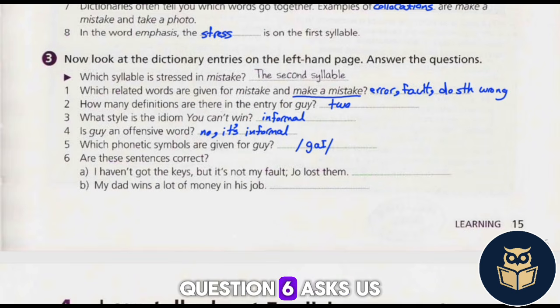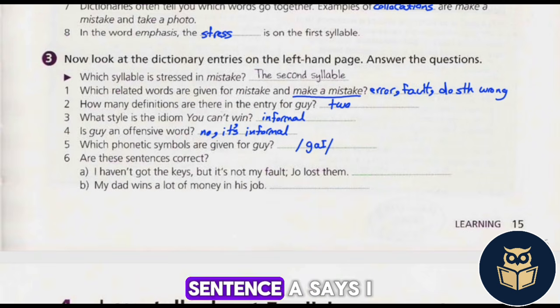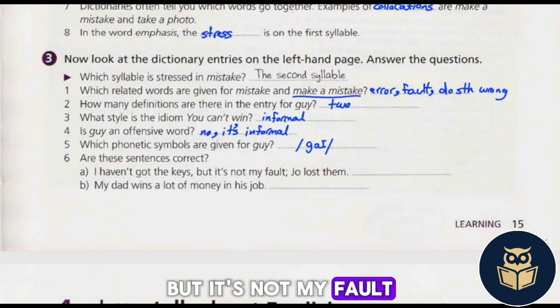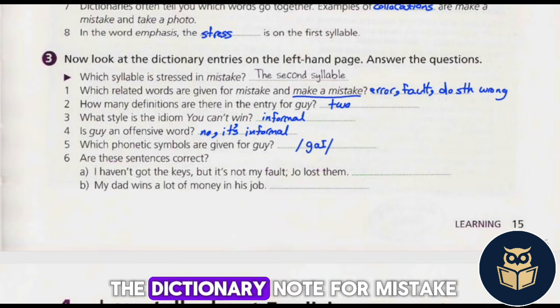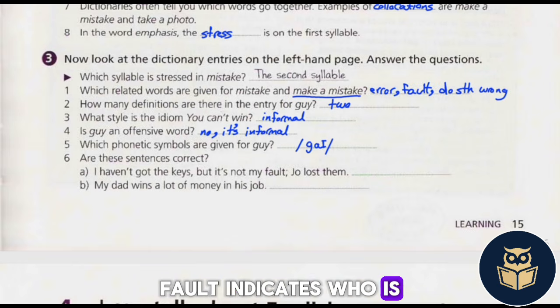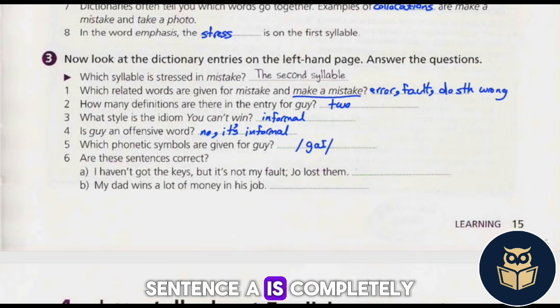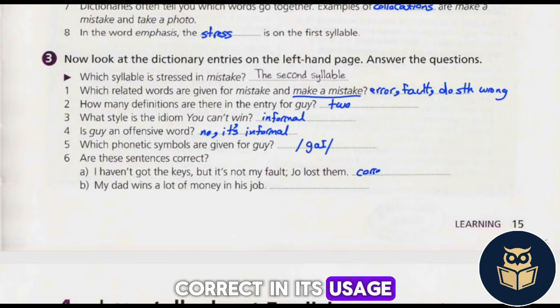Finally, question 6 asks us to evaluate 2 different sentences. Sentence A says, I haven't got the keys, but it's not my fault. If we look at the dictionary note for mistake, it explicitly says, fault indicates who is responsible for something bad. So sentence A is completely correct in its usage.